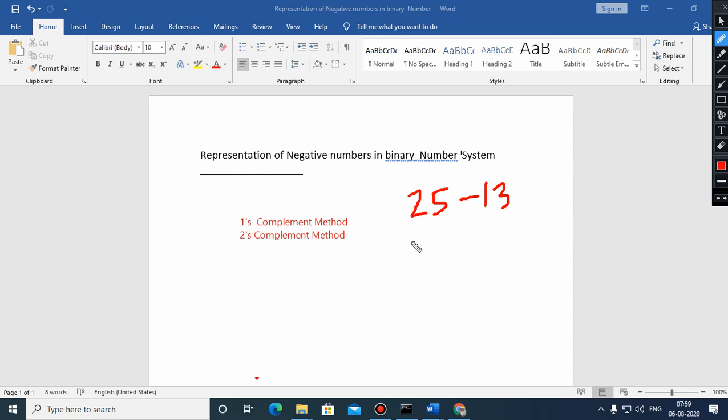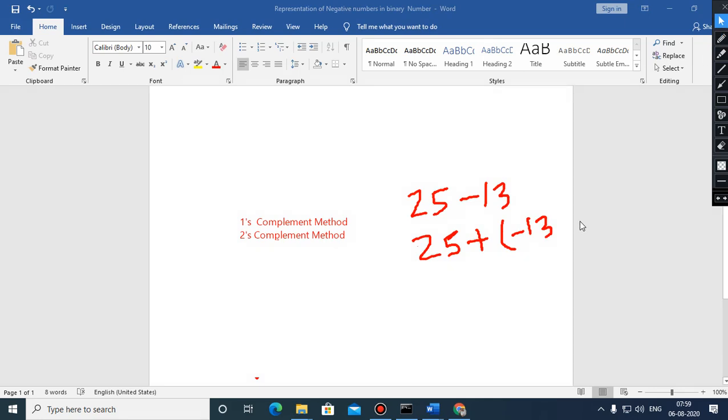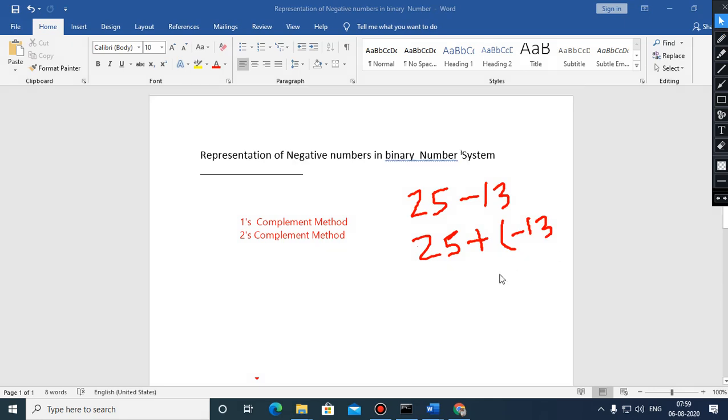So here this expression can be written as 25 plus minus 13. So we will be using that. Here we will be using this 1's complement method in order to subtract these two numbers. I'm just going to tell you. So the same numbers I'm going to use, 25 and 13, these two numbers.